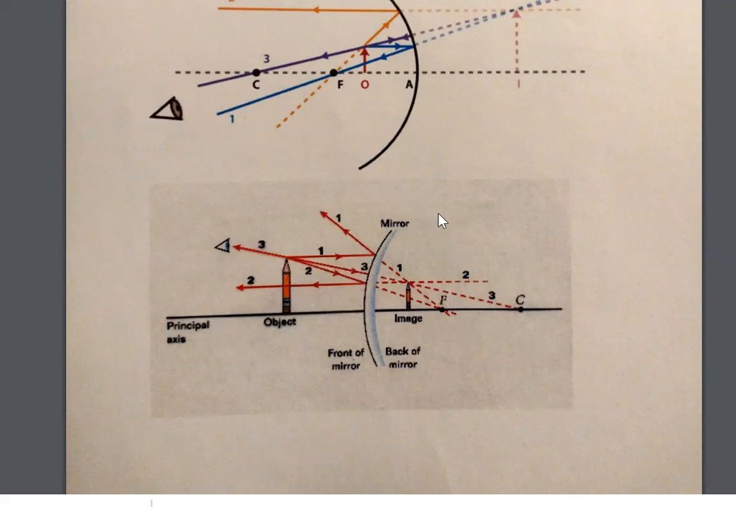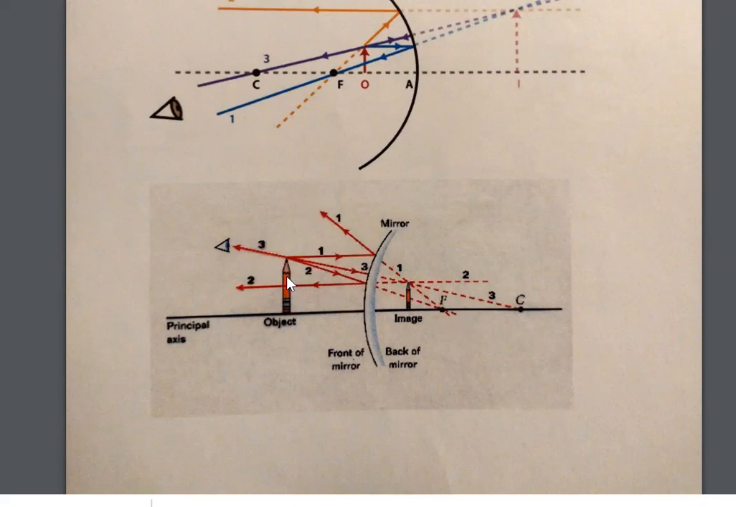Now, for a convex mirror like this one, the focal point is behind the mirror. The focal point is always at half the radius, but since our mirror curves this way, our radius goes out here. So here's our center of curvature, and our focal point is at half that distance. So when this ray comes in, it gets reflected, and that ray looks like it came from the focal point. So if we trace it back, the dotted line goes through the focal point.